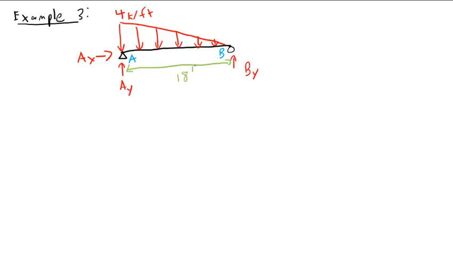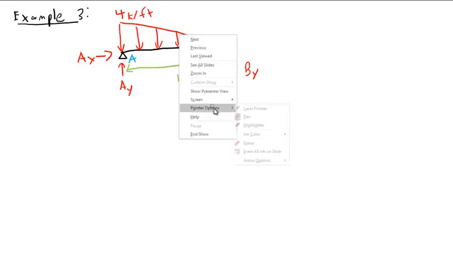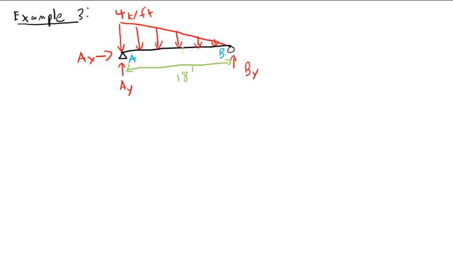Now, would anyone happen to know where the centroid of a triangle is? Yes, it's a third. We haven't gotten to the centroids unit yet, so I'm not going to ask you to calculate centroids, but I would ask you to know that the centroid of a rectangle is at the middle, and the centroid of a triangle is 1/3 from its base. So I do expect you to know those 2 simple cases. Just remember that the centroid of a triangular load is 1/3 from its fat edge.